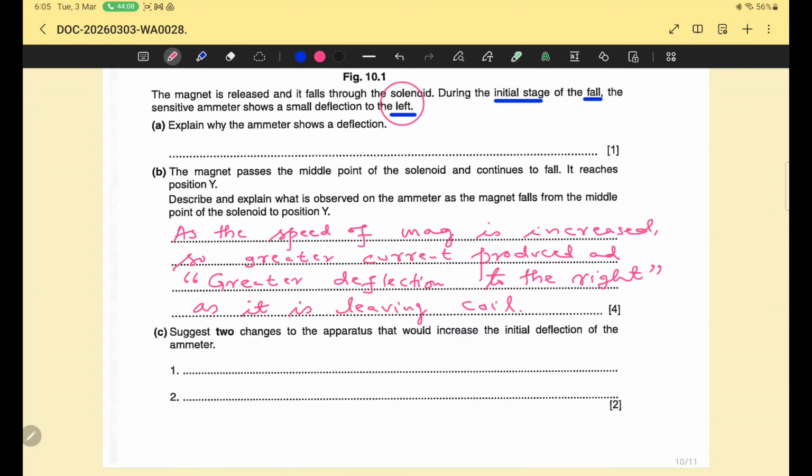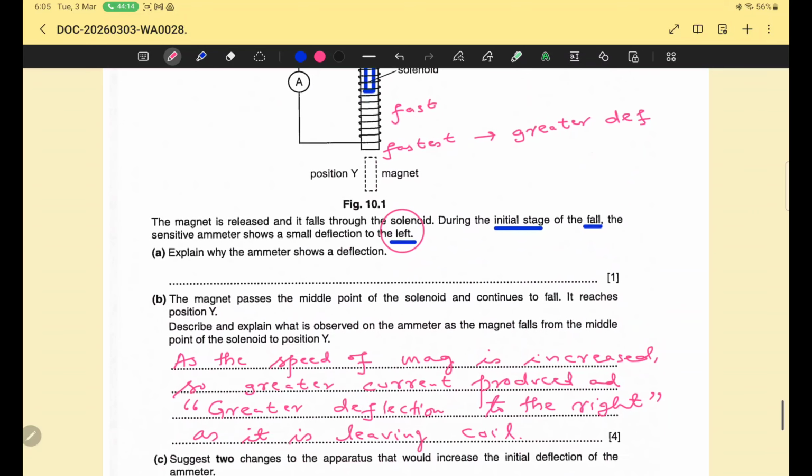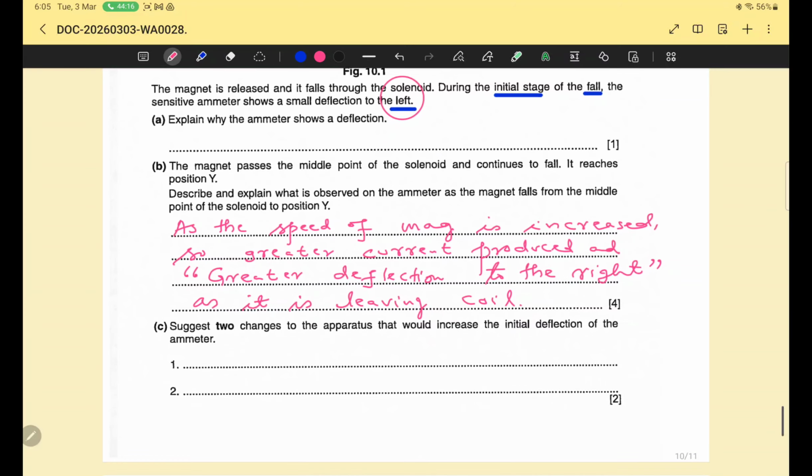Sir, initially it was entering. The magnet was entering. When the magnet is entering, the deflection is to the left. But when the magnet is leaving, then the deflection will be to the right. So the keyword I am highlighting is a deflection to the right, and there will be greater deflection, due to the greater speed.